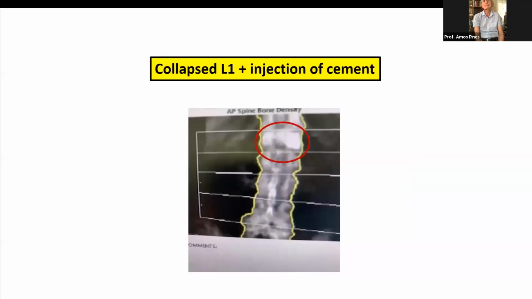Moreover, there is another example. You see here again a collapsed vertebra L1, but in this case, the patient was already treated, and the treatment included some injection of cement. So cement, of course, is visible as some whitish area. So here you have collapse with cement. And if you look at L4 or L3, the height of the vertebra is much higher than L1 because of the collapse.